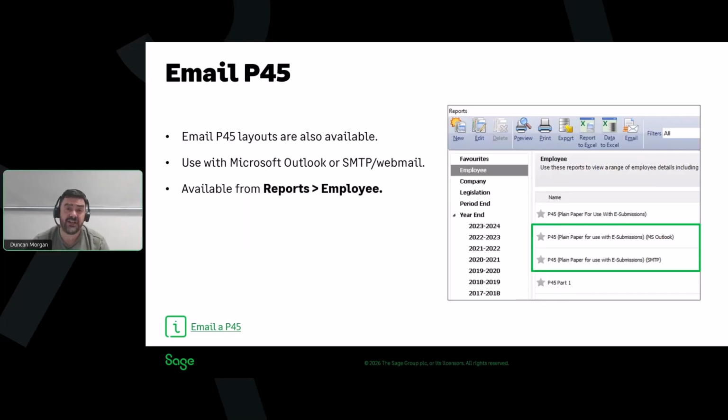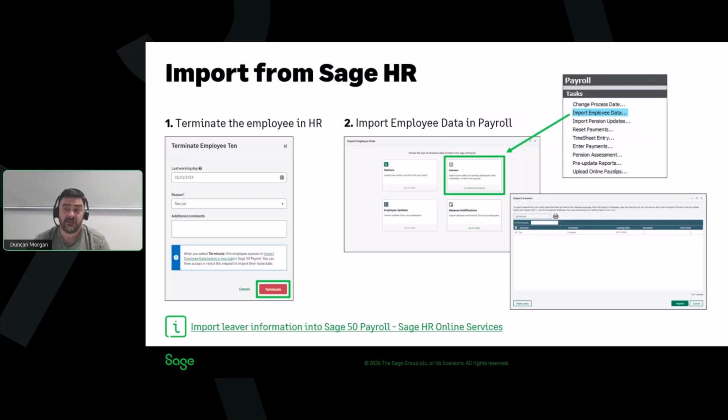And one other option, if you are integrated with Sage HR, is that you can terminate the employee profile in HR by recording the last working day. And when you do that, it will then allow you to import the leaving date to the employee record via the Import Employee Data option. Now, one point to make with importing the leaving date from HR is that you will need to have updated the final payment before you do this.